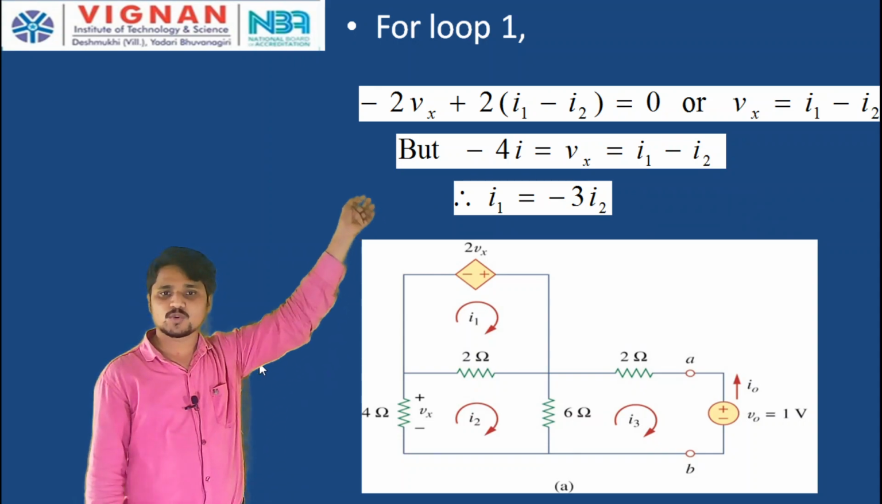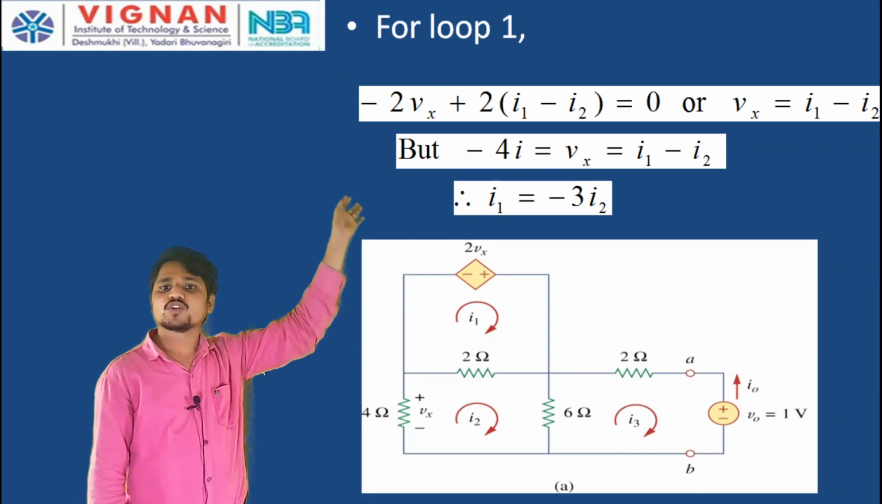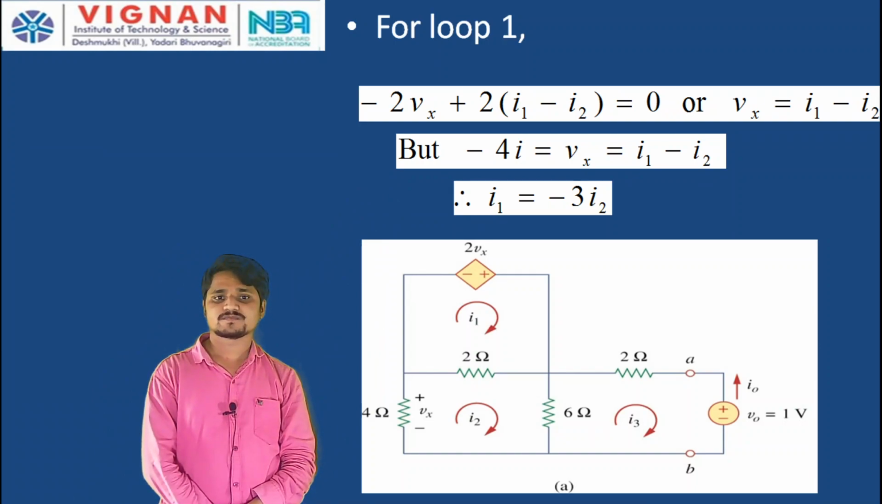is equal to 0. So, the algebraic sum of the voltages around any closed path is equal to 0. If you take the 2 common and send it to the RHS, it becomes 0, therefore, you will get Vx is equal to I1 minus I2, first equation.